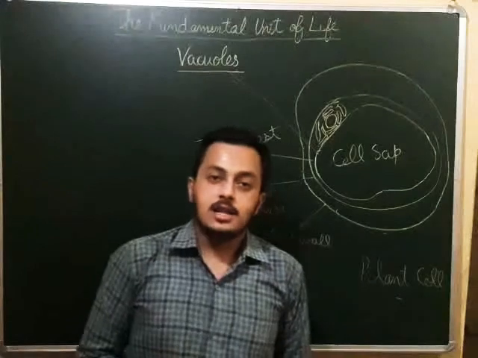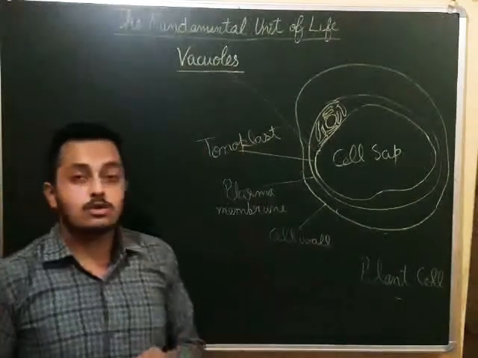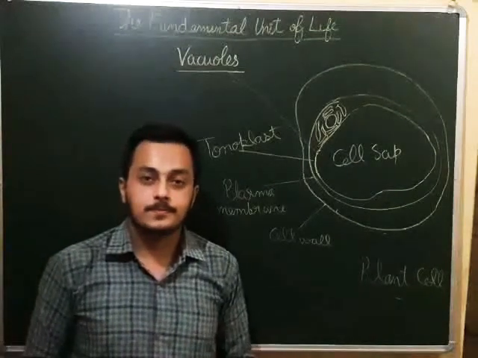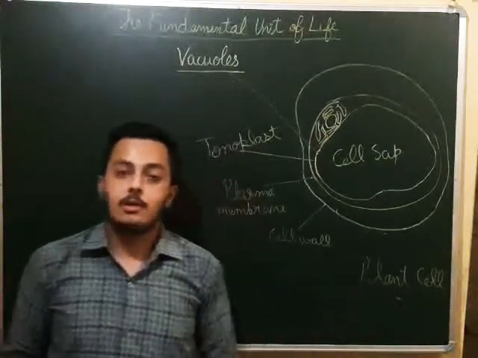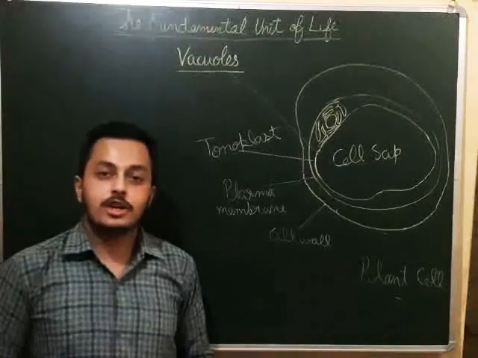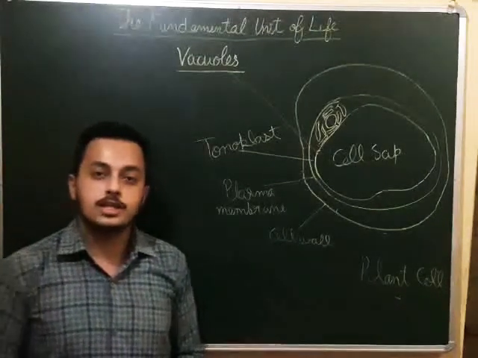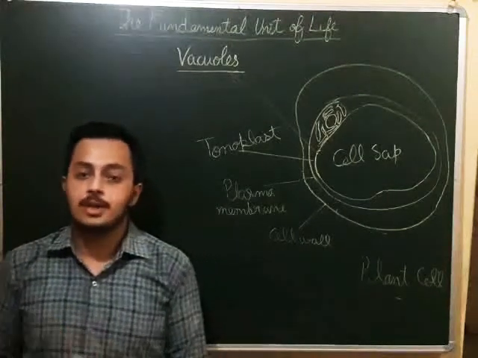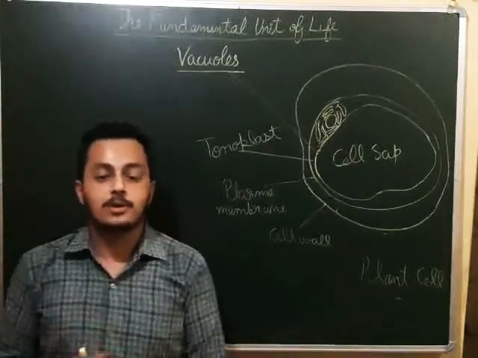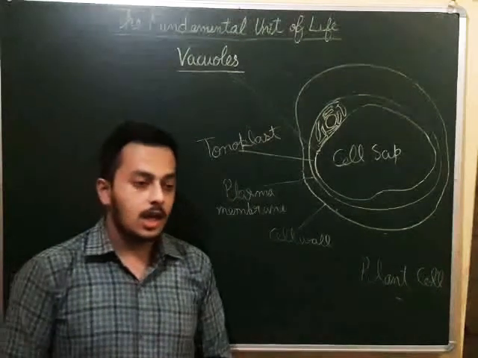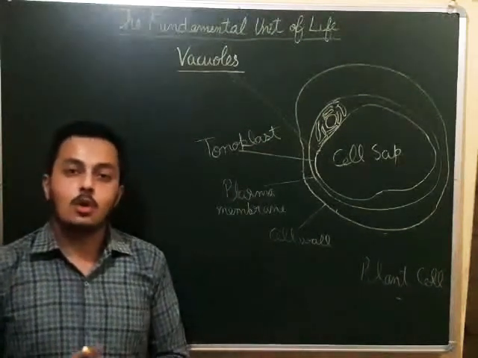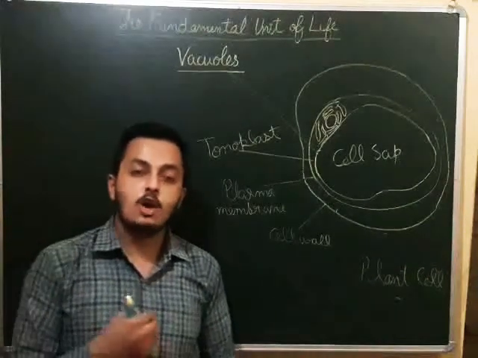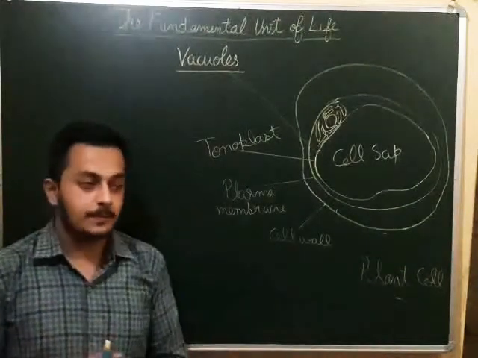In animal cells, the vacuoles are also present, but they are temporary and very small in size. If I consider the functions of the vacuole, the first is to store things such as amino acids, proteins and other products of the cell. The second function is to osmoregulate the cell. It means to maintain the osmotic pressure inside the cell.